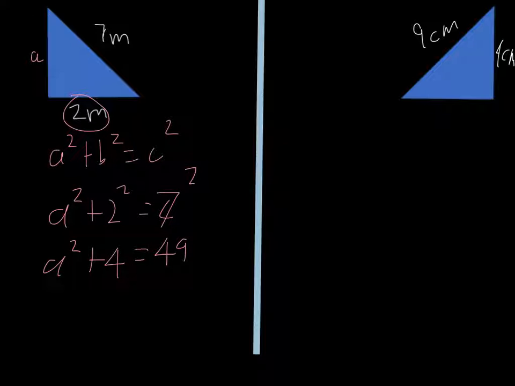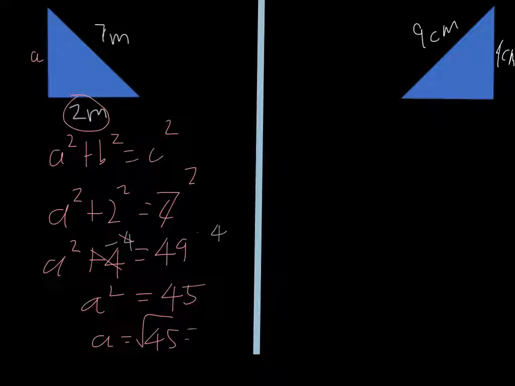Then we need to get A squared on its own. So using our solving techniques with solving linear algebraic equations, or nonlinear equations, we need to therefore subtract 4 from both sides of the equation to get rid of it. We're left with A squared, 4 take away 4, 0. 49 take away 4 is equal to 45. Therefore, to get A on its own, we need to do the square root of 45.